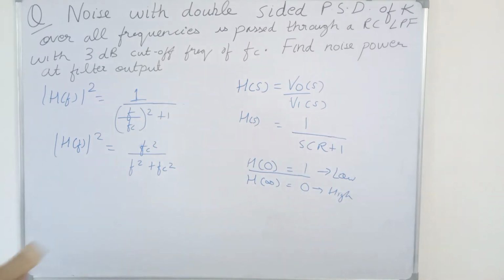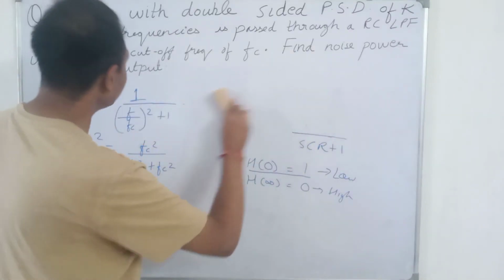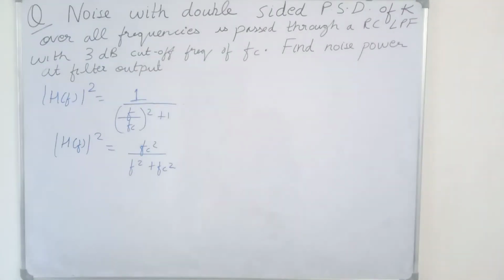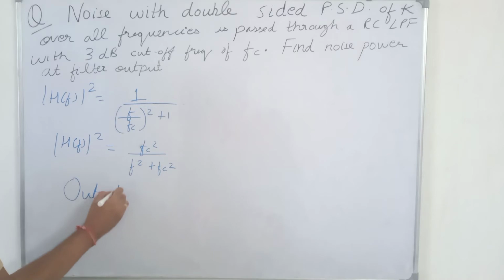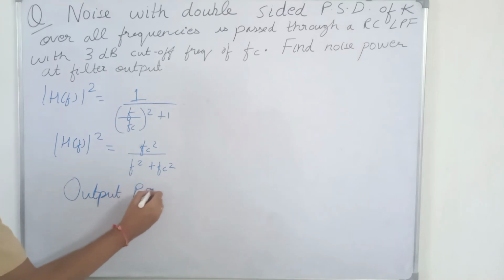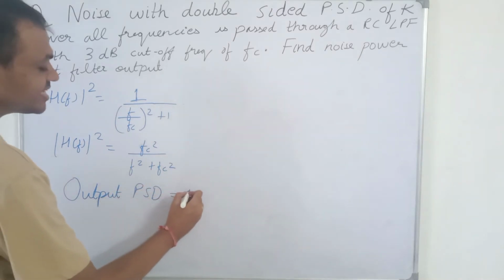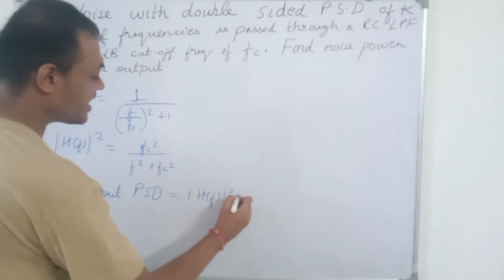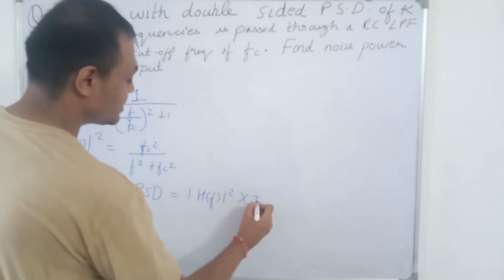Now we have to find the noise power at the output. The power we can only find from the power spectral density, so we have to find the output power spectral density. The relation for the output power spectral density is equal to the transfer function magnitude H of f square into the input power spectral density.